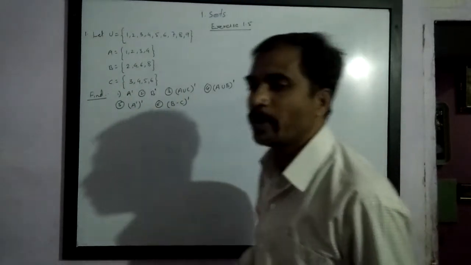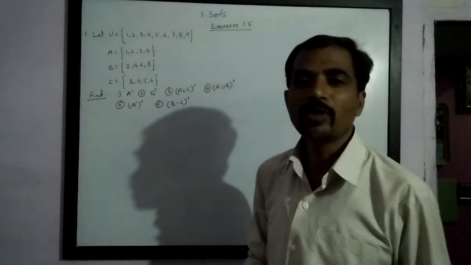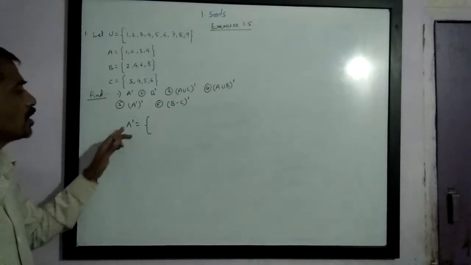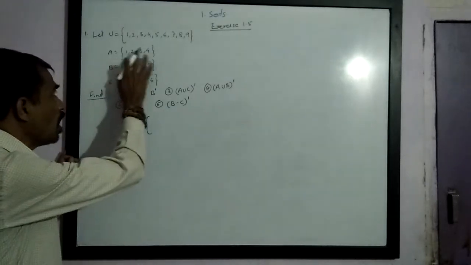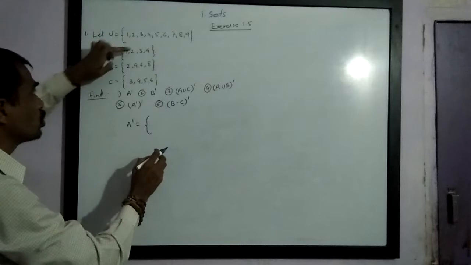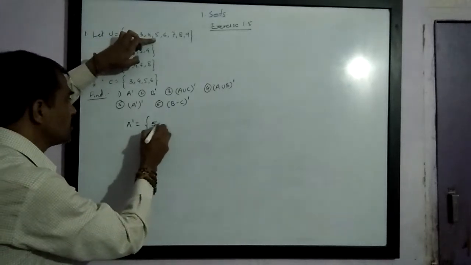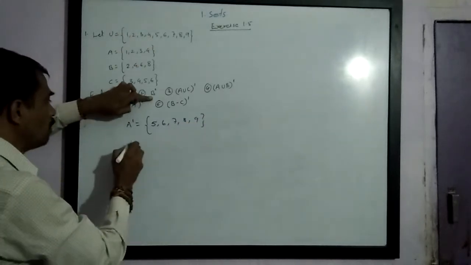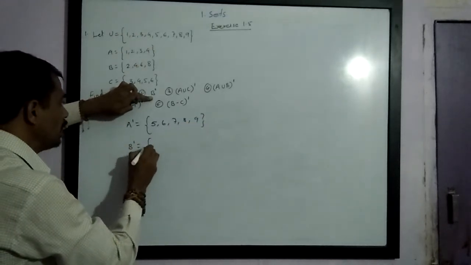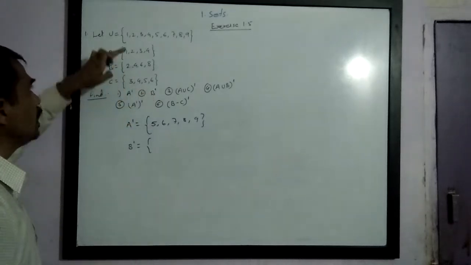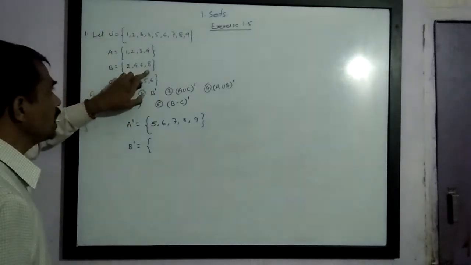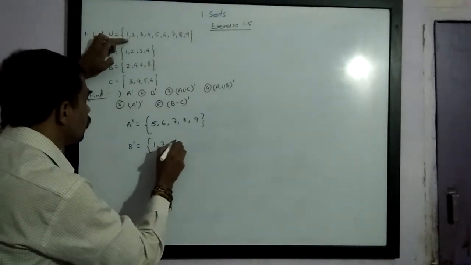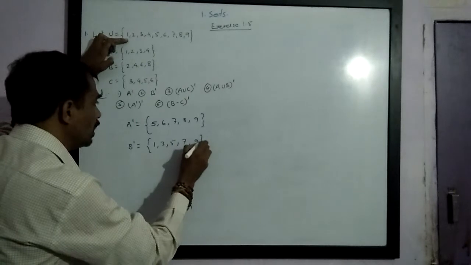We have to find A's complement. A's complement means those elements which are there in the universal set but not in A. So A's complement is equal to the set of elements which are not in A but in the universal set. So those are 5, 6, 7, 8, 9. Then B's complement. B's complement means all the elements which are not in B but in the universal set. 2, 4, 6, 8 is in B. So in B's complement we will have 1, 3, 5, 7 and 9.